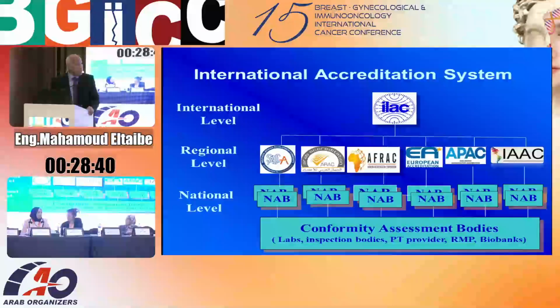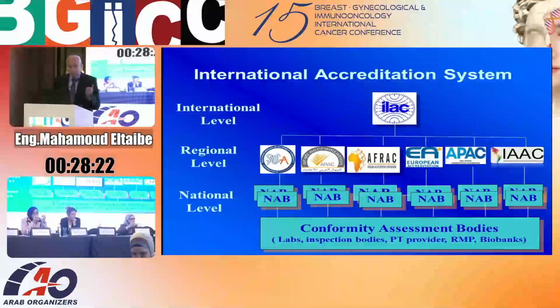This is the international system of accreditation. If we look at the bottom of this slide, you will see conformity assessment bodies. So what are conformity assessment bodies? Calibration labs, testing labs, medical labs, biobanks, proficiency testing providers, inspection bodies, and reference material producers. Those are the conformity assessment bodies. Today we are going to work with the biobank in specific, but this is the international system of accreditation.